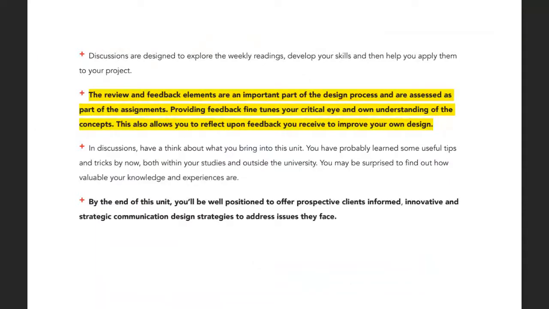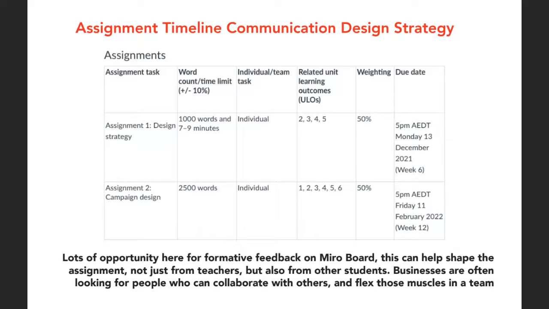So for this unit, each week the discussions explore the weekly readings, and the review and feedback elements are an important part of the design process and are assessed as part of the assignment. So providing feedback, as I was talking about before, really fine-tunes your critical eye and your own understanding of the concepts, and it allows you to reflect on your work when you're giving feedback as well, which is really good.